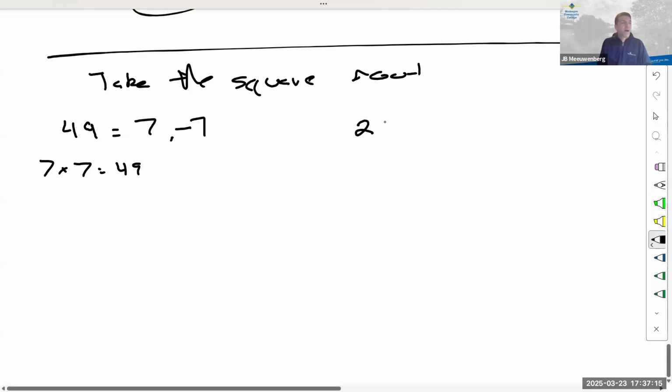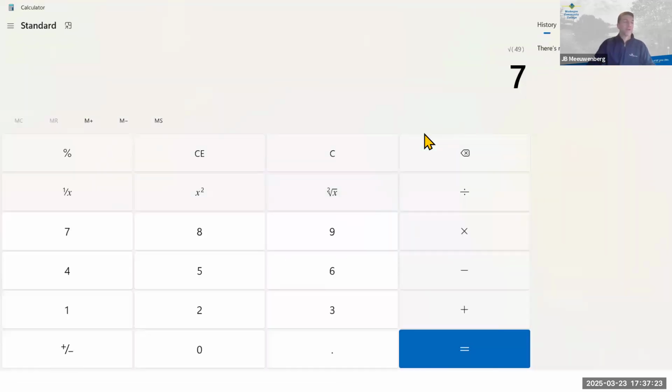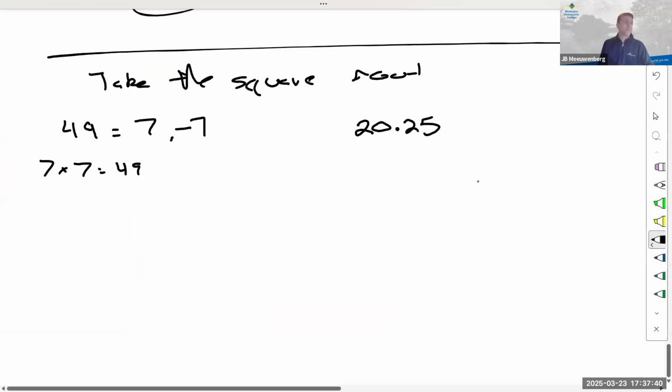Let's try it with a decimal number that you might not recognize. 20.25, 20 and 25 hundredths. Again, if we get our calculator out, 20.25, go ahead and hit that square root button. Now again, your calculator might require you to find the square root button first, and then type in the number, and then hit equals or enter. But it is 4.5.